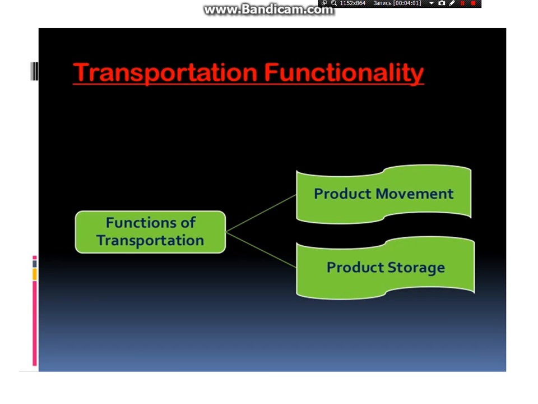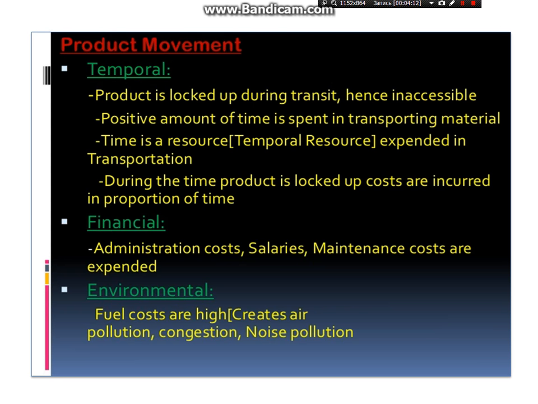Transportation functionality. Functions of transportation. They are product movement and product storage. What is product movement? Product is locked up during transit, hence inaccessible. A positive amount of time is spent in transporting material. Time is a resource expended in transportation. During the time product is locked up, costs are incurred in proportion of time. It is temporal product movement.